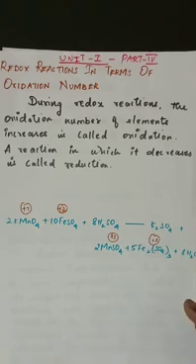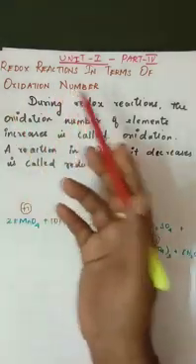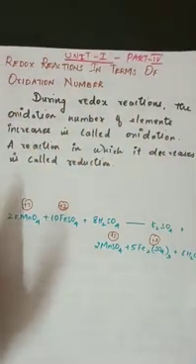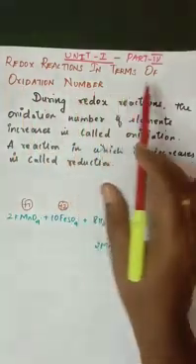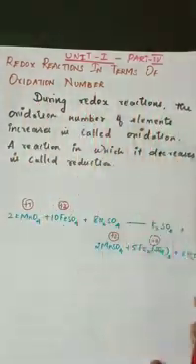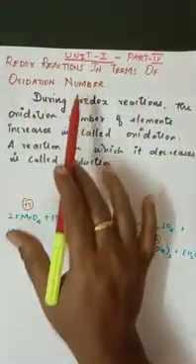So last class we discussed redox reactions. Isn't it? Redox means what? Reduction as well as oxidation. So we are now calculating redox reactions in terms of oxidation number. So what is meant by oxidation number?